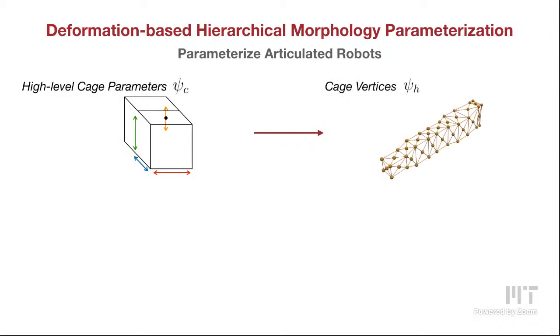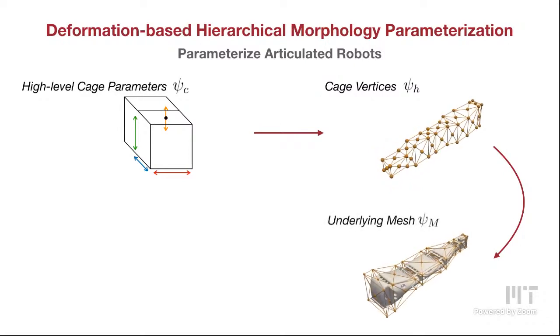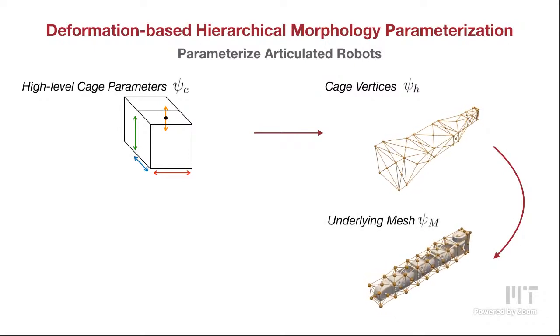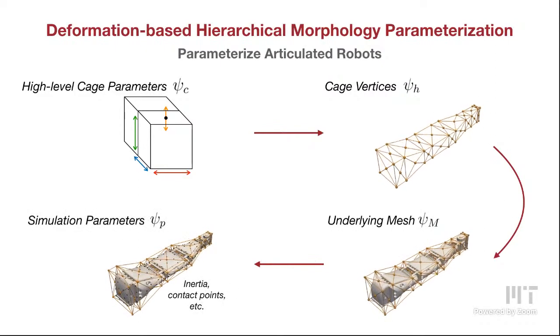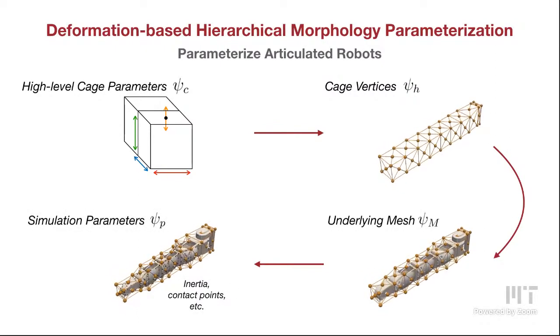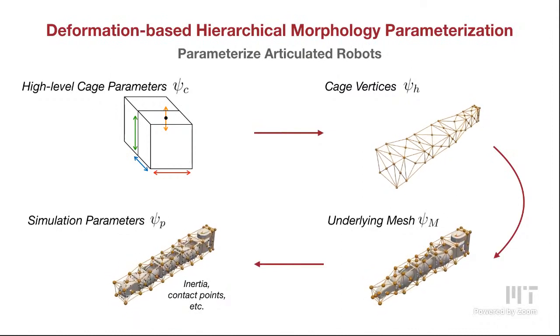high-level cage parameters, our algorithm computes a coarse cage mesh, and this coarse cage mesh in turn deforms the underlying mesh of each component through cage-based deformation. And from that, we can easily calculate the kinematics and dynamics parameters of the robots. Each step here is computationally efficient, analytically differentiable, and also preserving the manufacturability of the design.